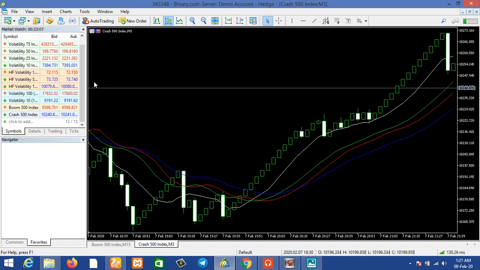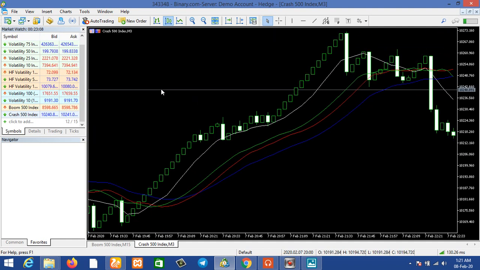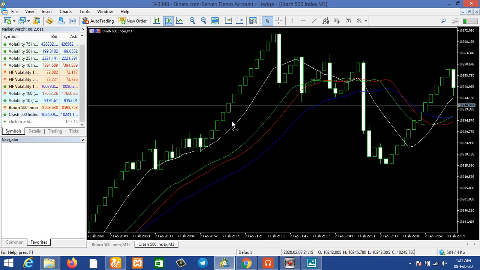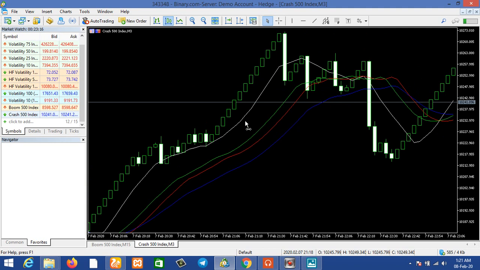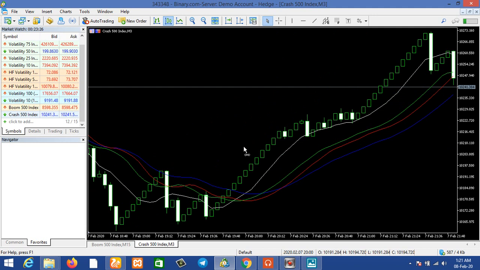So let's see how we can play some trades and analyze the chart using these awesome indicators that we have right here, the combination of the alligator and the moving average 9. So this is the crash market. The best time to trade the crash market is when it is going up, when it is having an uptrend, something like this.